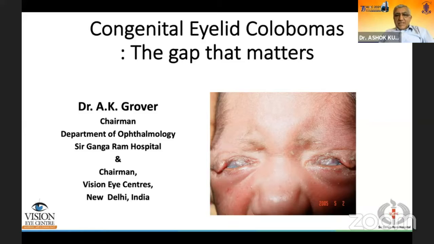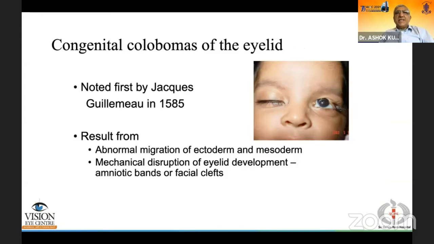So I'll be speaking on congenital eyelid coloboma. This is a subject I started to love when I was starting my oculoplastic services in 1984 in the Maulana Azad Medical College. And since then, saw a number of cases to the extent that we had published in 2005. I think we had published 51 cases, which was the largest series in the world till then.